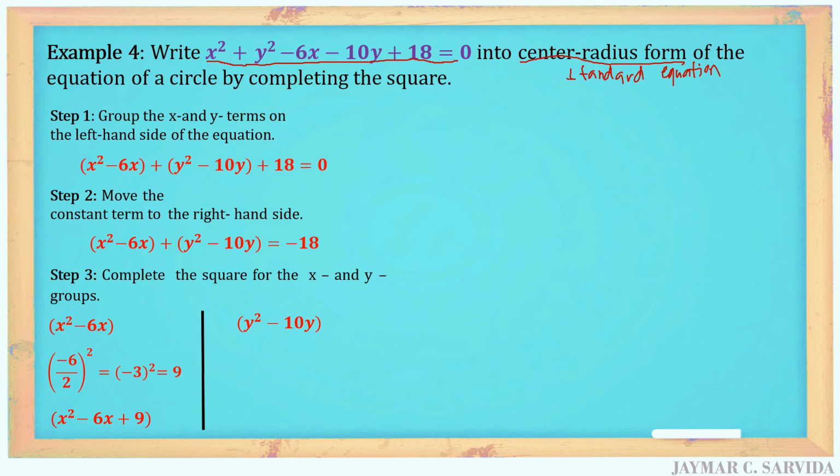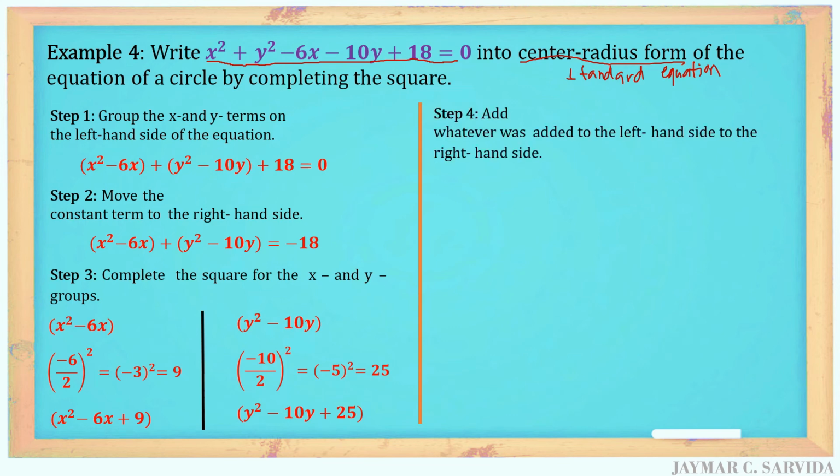Itong negative 10. So yung negative 10, i-divide natin sa 2, then i-raise natin to 2. Okay? So that will become quantity of negative 10 divided by 2 raised to 2. Negative 10 divided by 2 is negative 5. Negative 5 squared is equal to 25. Then add the result to the y group. That will become y squared minus 10y plus 25.